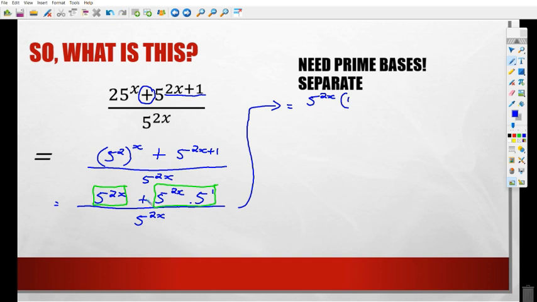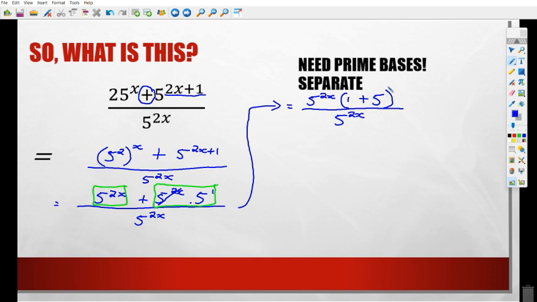Now, these green boxes are separated with what? A plus. So I'm going to put a plus. Then in this green box over here, if I take out a 5 to the 2x, what's left in this green box? Please tell me. Just a 5 to the power of 1. Yes, there's a 1 left here, but it's 1 times 5, which is just 5. So you don't have to say 1 times 5. All right. So we know that's just 5. And then everything is over 5 to the 2x.